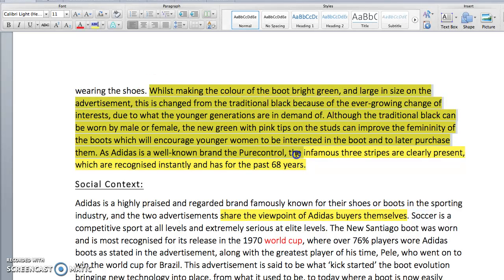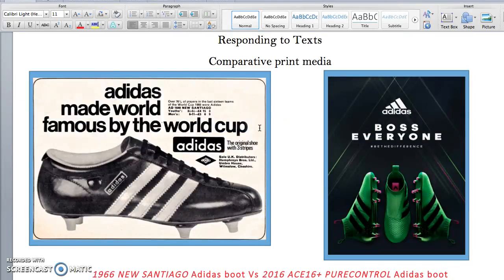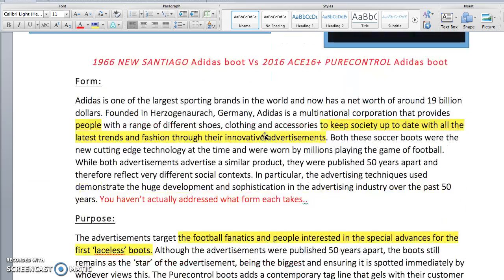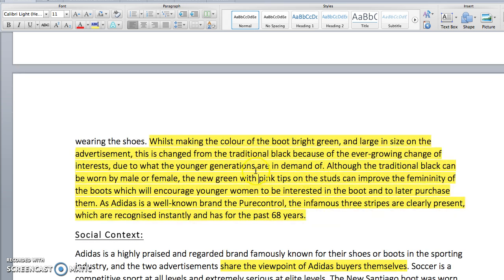Now, you've kind of gone off track here. This is not really to do with, or you need to tidy it up if you want to make it relevant to your target audience. So this is a good idea, but has it got pink tips on the studs? Oh, yes, it does. Okay, so that needs to go into your target audience. Oh, it is in your target audience. Okay, sorry, I'm getting confused.